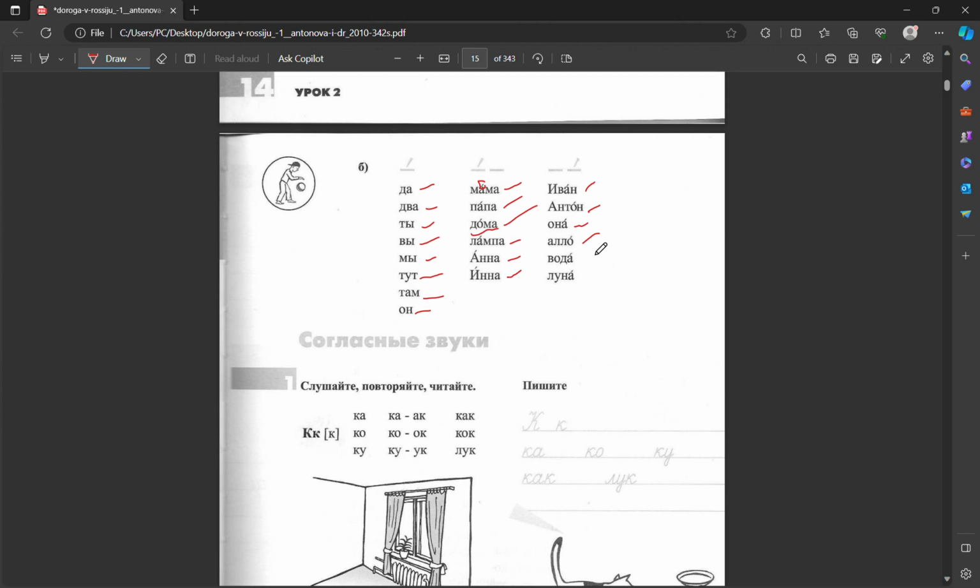May I hear you? I can't hear you. It depends on the communication state. Okay, voda. Voda means water. Luna. Luna means a moon, the planet, the moon.